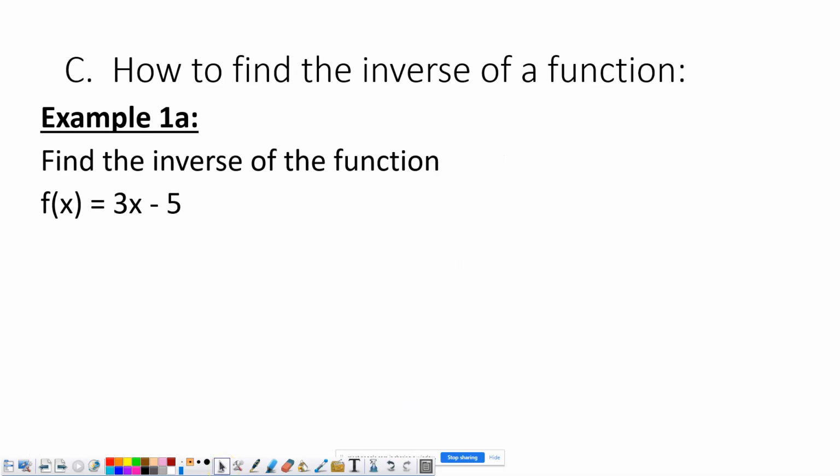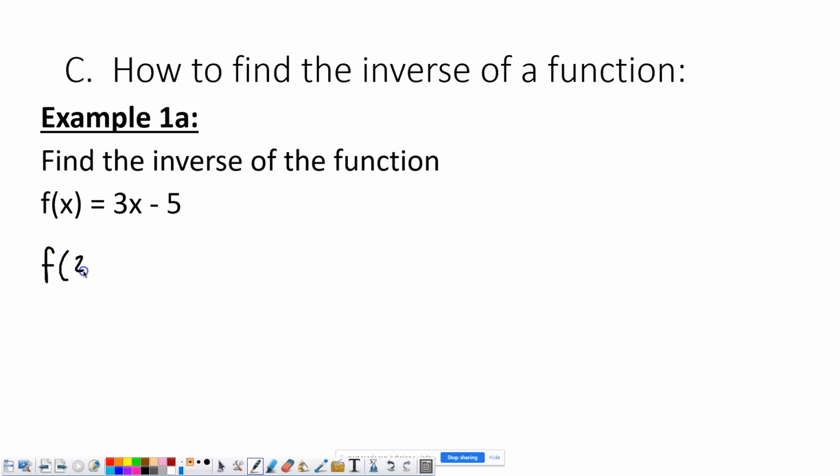All right, so example 1a. Find the inverse of the function. All right, so we've got some steps to go here. Now, before I begin, you don't need to write this part, but I just want to show you what we're trying to find, okay?